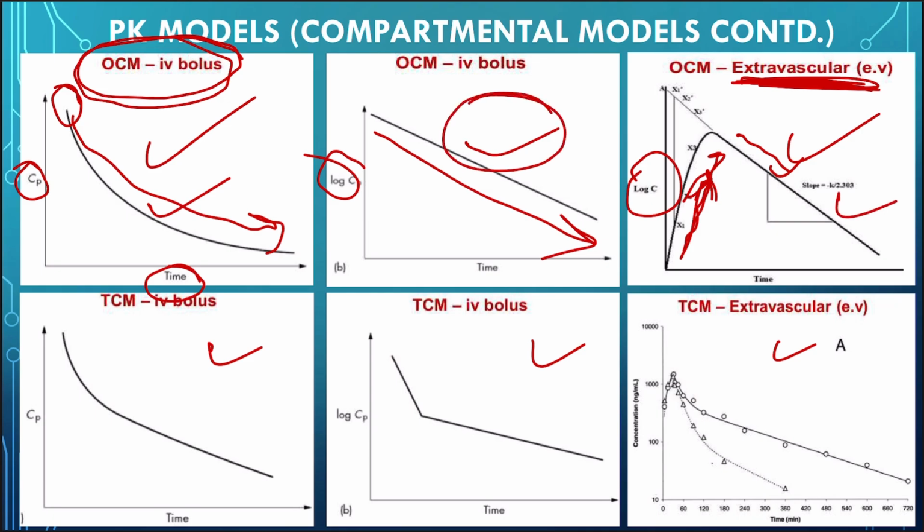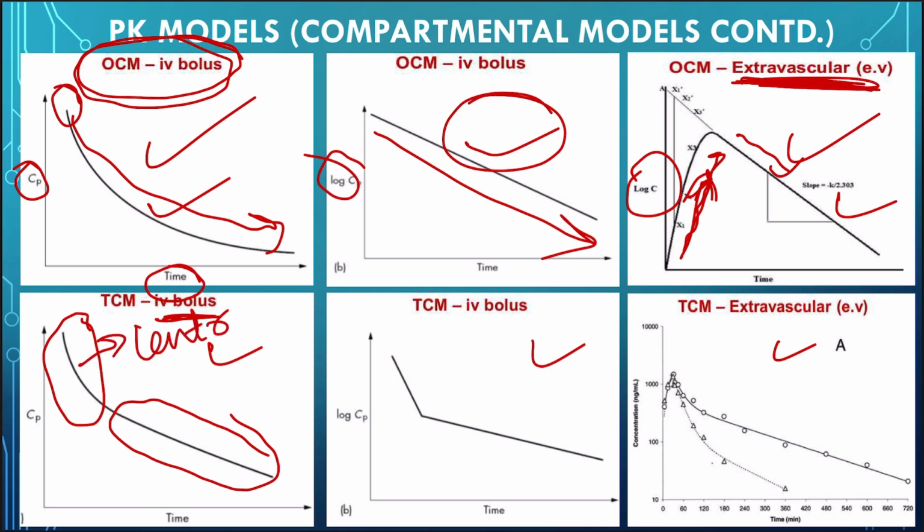Here also it is following one particular pattern, one curve. But here you can see it is having two different patterns. So when you are giving IV bolus and the drug is following the two compartment model, initially the first part of the slope, the concentration is maximum initially, and the first decrease in the concentration is actually dedicated to the central compartment, as I have already mentioned, the central compartment.